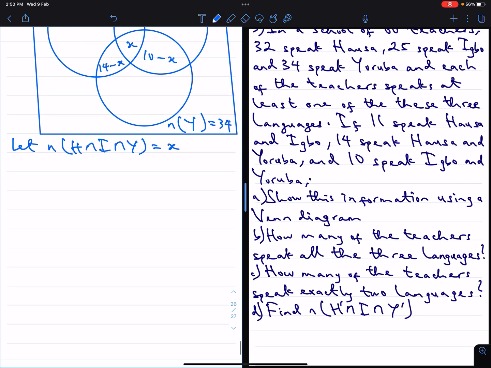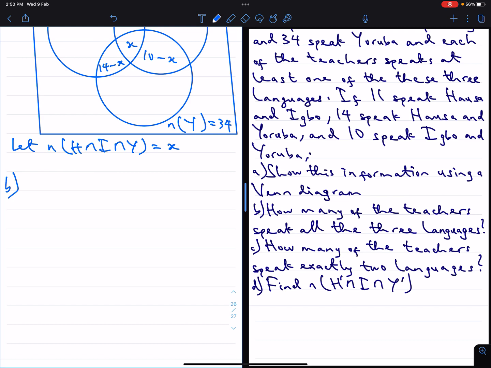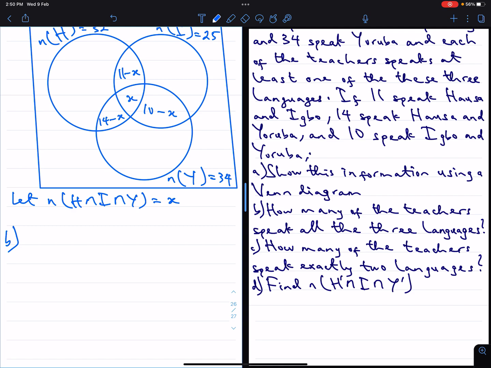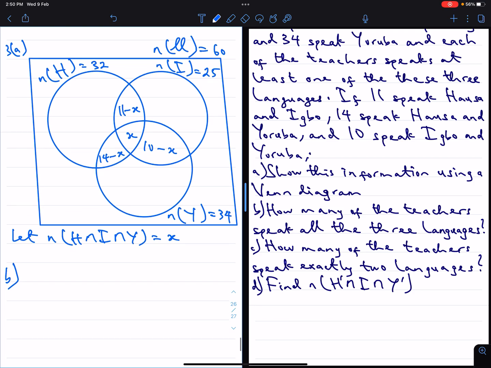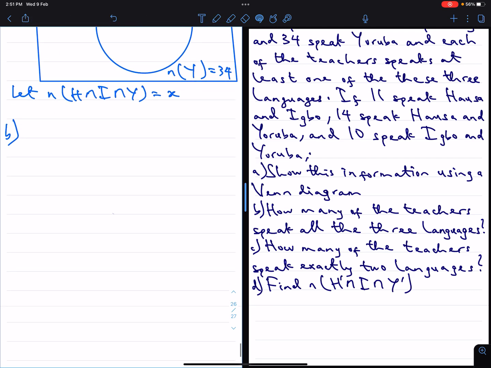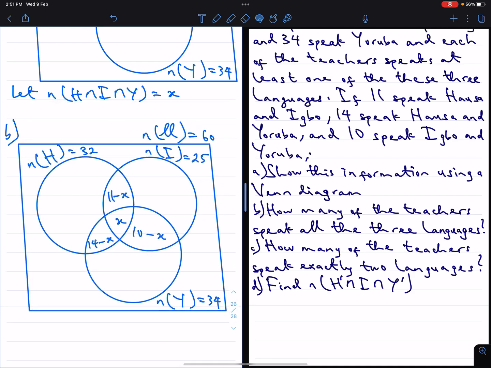What's question B? Question B says, how many of the teachers speak all the three languages? That's simply saying we should find X. To do that, we need to represent all of the remaining portions in the diagram. If we do that, we'll be able to solve for X. So let me just copy the diagram and paste it there. This is the Venn diagram. I want to find X.